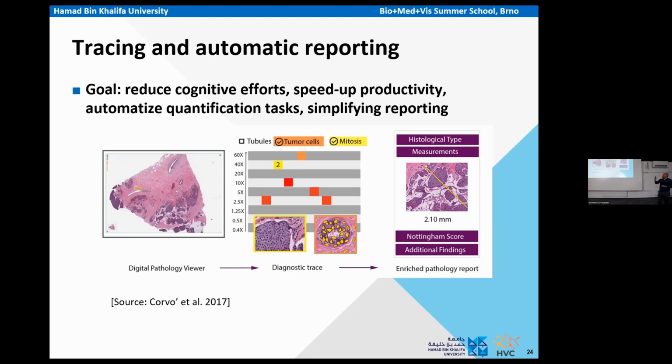And in the meantime, the system was tracking the operations of the pathologist and tracing the diagnostic work, in a way to create a sort of form for the report with images and information on what the pathologist was doing. In this way, the pathologist could have a sort of highlight of what he did, and could add his annotations and additional findings and so on. So it's a sort of automatic reporting based on tracing the activity of the pathologist.